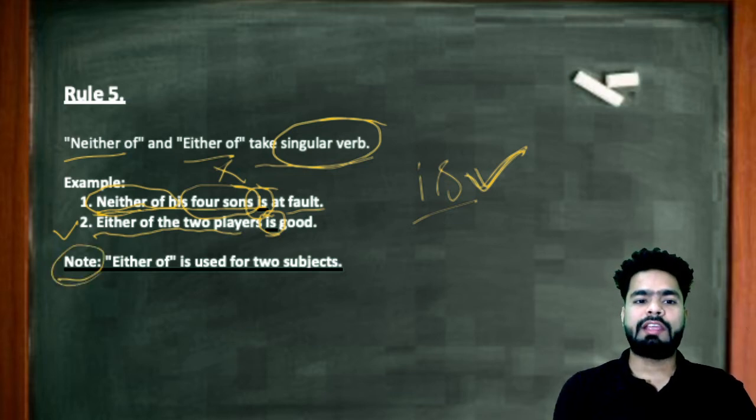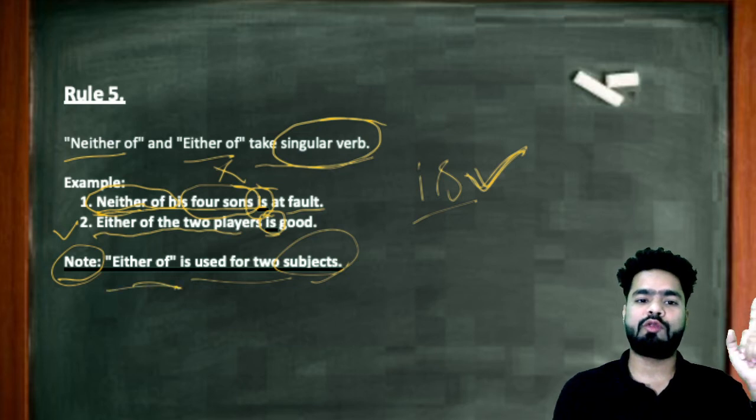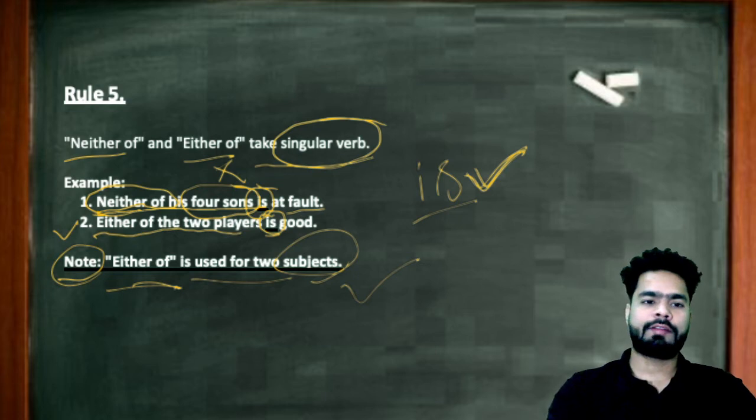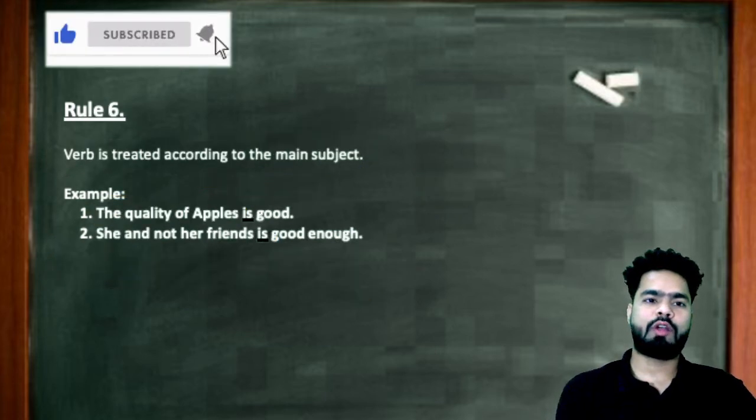Note, either of is used for 2 subjects only. Clear? Neither of we can use for more than 2, but either of is always used for 2 subjects only. That you have to keep in your mind. Clear? Next. Now, rule number 6. What does rule number 6 say?